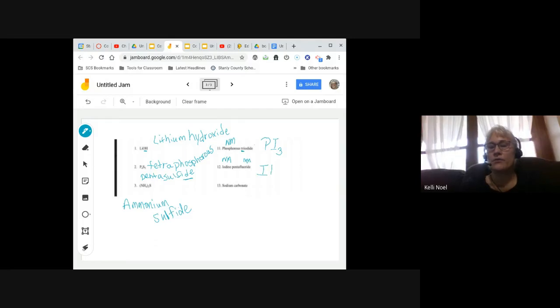Pentafluoride: fluoride is F, penta means 5. So writing those symbols is very easy. It's these next ones that are an issue. So we have sodium. Sodium, I know, is Na. It's a metal, so I'm going to have a charge. It's in group 1, so it's going to be a plus.